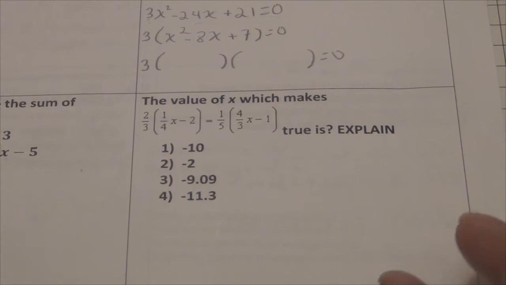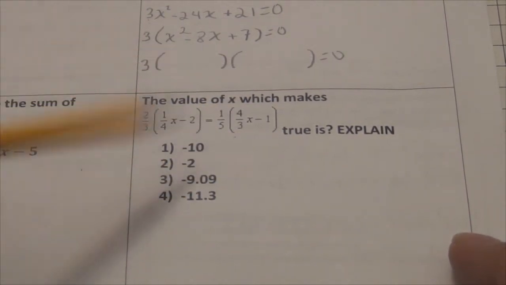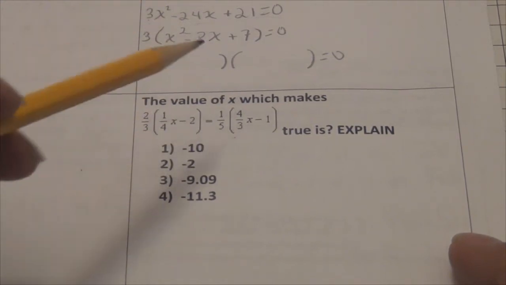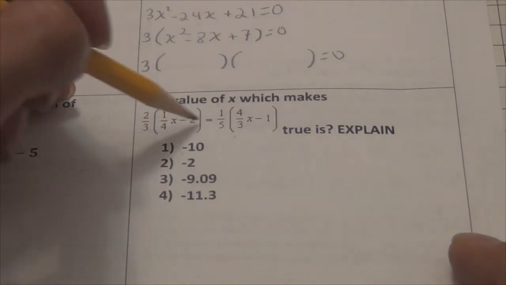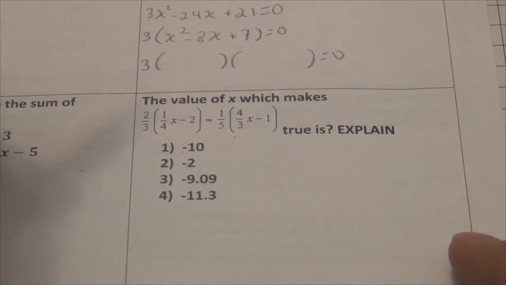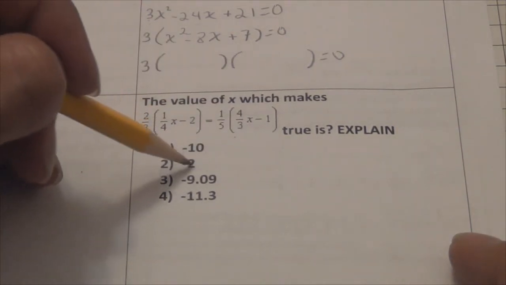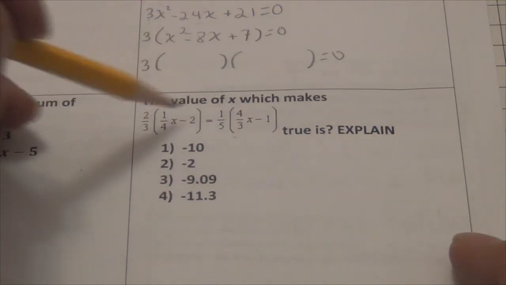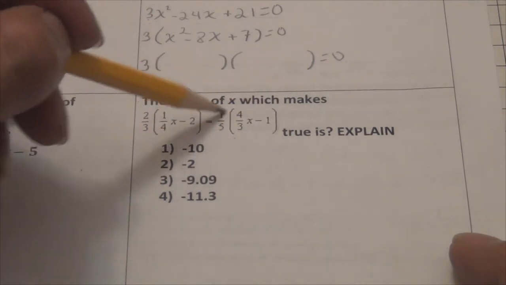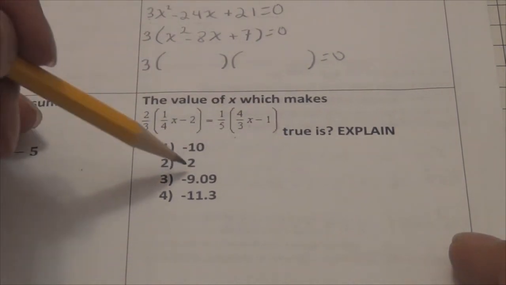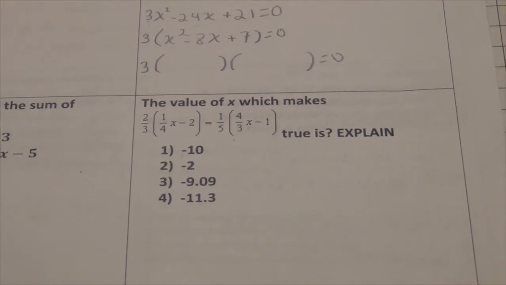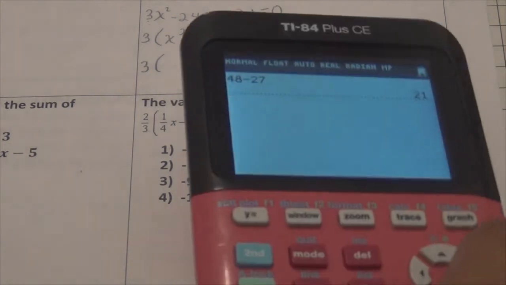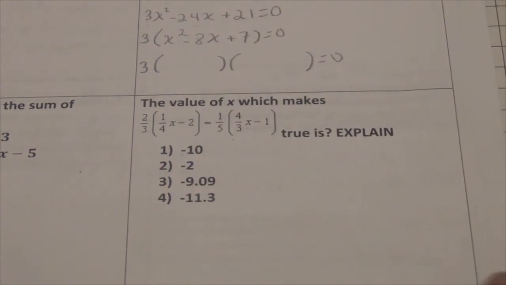The value of x which makes this true is, well, the one thing I'm going to tell you is the following. You could solve this equation algebraically, or you could substitute each of these values. If you substitute negative 10 over here, you should get the same value here and the same value here. And the same thing goes for each of them. Me, I'm lazy. Those of you who know how to do it on the calculator, which I explained before in one of the videos, then you could just basically do that.